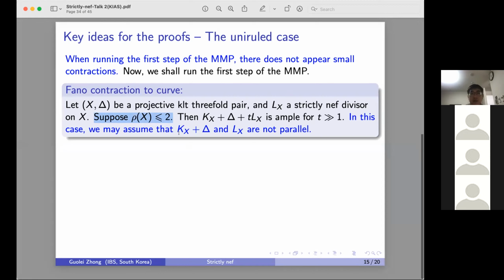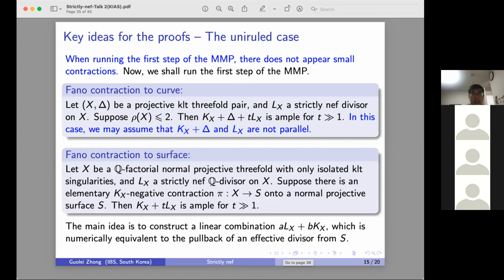Because in this case, we may assume K_X + Δ and L_X are not parallel. For otherwise, this minus (K + Δ) will be extremal length, and then by our main result last time, minus (K + Δ) will be ample. So in this case, we may assume these two are not parallel. Then we can construct a linear combination to be ample, such that it is Q-effective. So final contraction to curve case, this is easy.